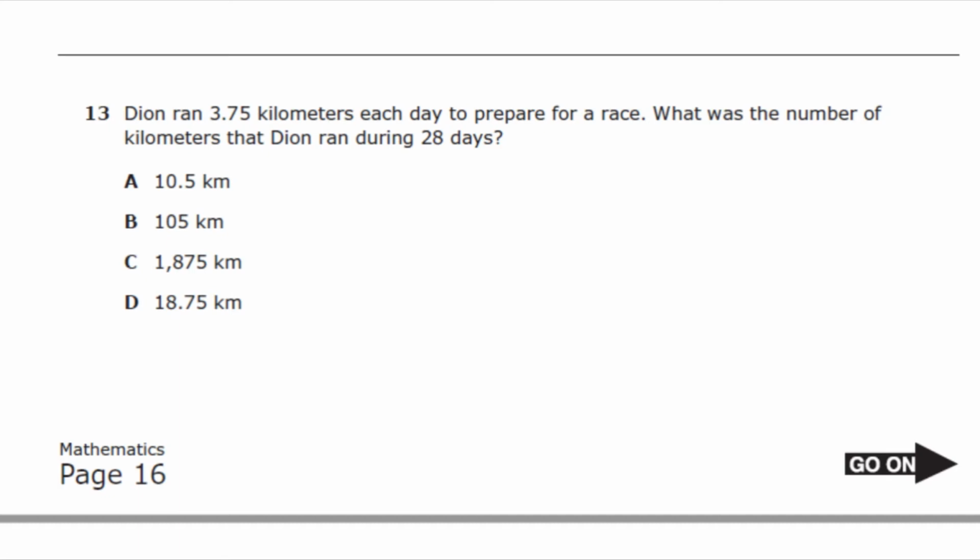In this video, I will be explaining how to do the 13th problem from the 2019 5th grade math STAAR. So first, let's just read the problem. Dion ran 3.75 kilometers each day to prepare for a race. What was the number of kilometers that Dion ran during 28 days?